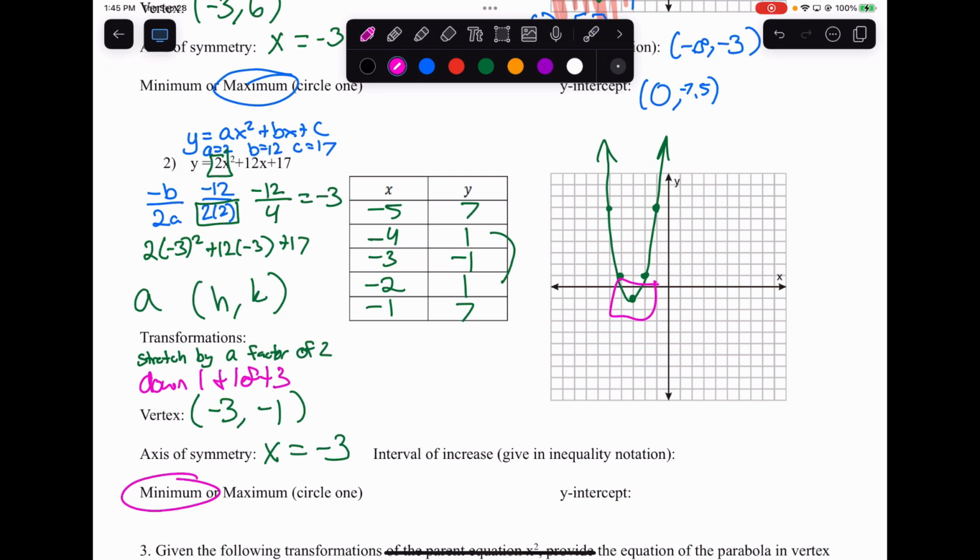Now the good thing is with standard form, our y-intercept is super easy. It's just the c value. It's 0, the c value. So our y-intercept here is (0, 17).